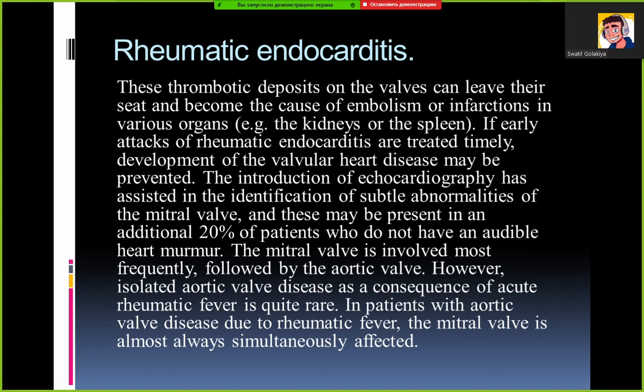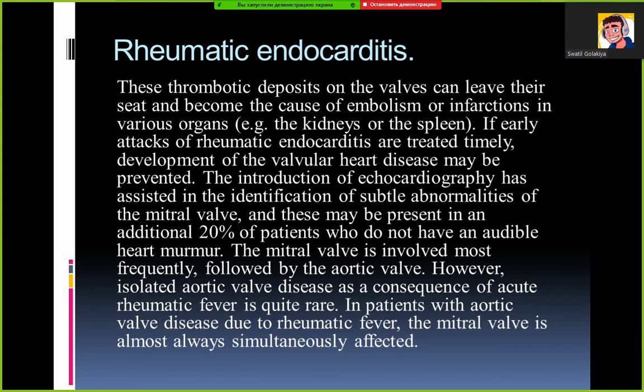The introduction of echocardiography has assisted the identification of subtle abnormalities of the mitral valve, and this may be present in an additional 20% of patients who don't have an audible heart murmur. The mitral valve is involved most frequently, followed by the aortic valve.